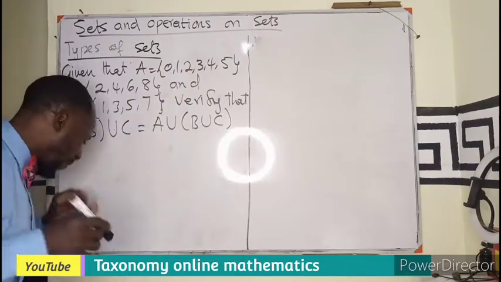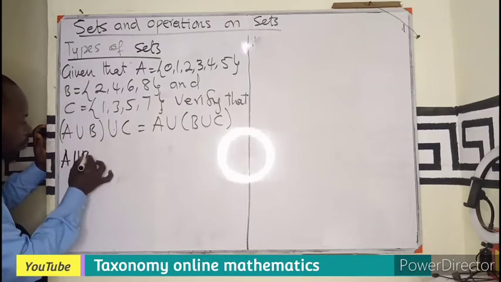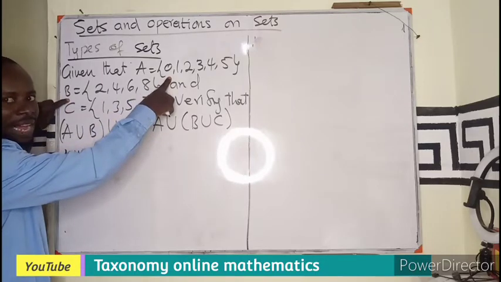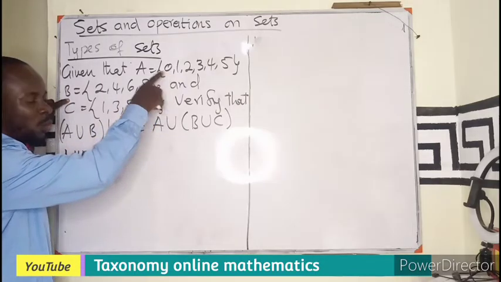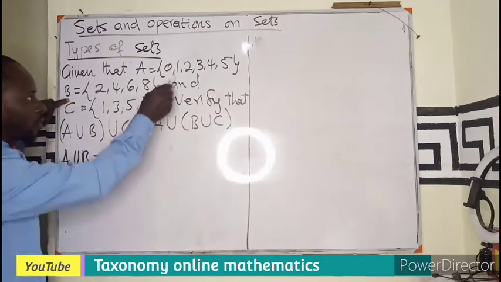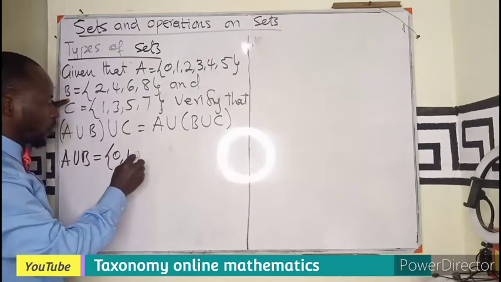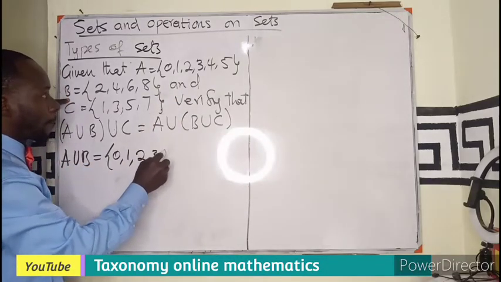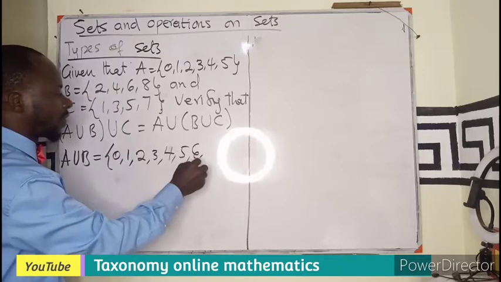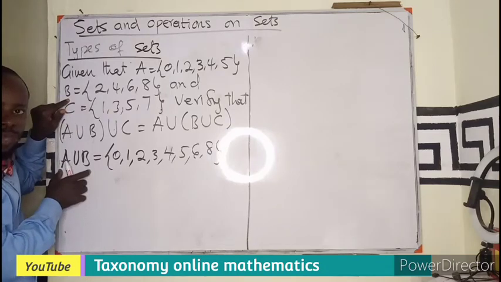So I will take the first one here as A union B, meaning putting the sets A and B together, writing in ascending order, without repeating any element. So I have 0. You can help me out from there. I believe we have 2, 3, 4, 5, 6, and 8. So this is the union of A and B.